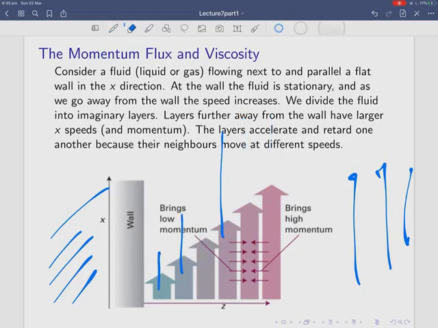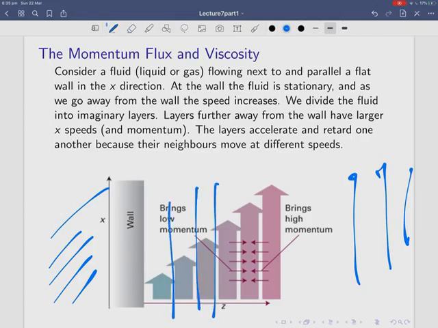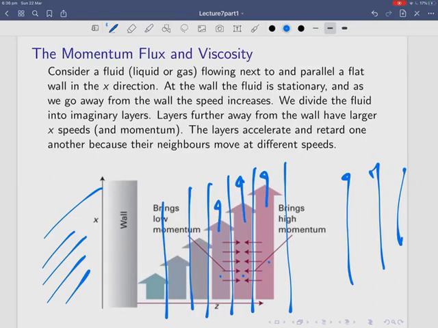So if we do that, we can look at the fluid by dividing it into completely imaginary layers. So there are going to be these layers here, which are totally imaginary. But the fluid in this layer is moving faster than the fluid in that layer, and that layer is moving faster than the fluid in that layer. Layers further away from the wall have larger x speeds, and therefore larger momentum per unit volume, if you like. The layers accelerate and retard one another because their neighbours move at different speeds. So this one's moving fast and will be retarded by this one, and accelerated by that one.